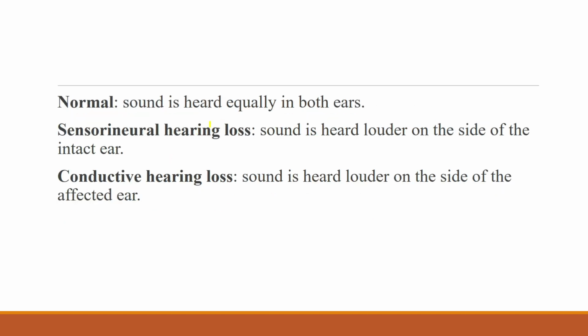And in case of a Weber test, normal is that the sound is heard equally in both ears, and in sensorineural hearing loss, sound is heard louder on the side of the intact ear, and in conductive hearing loss, sound is heard louder on the side of the affected ear.